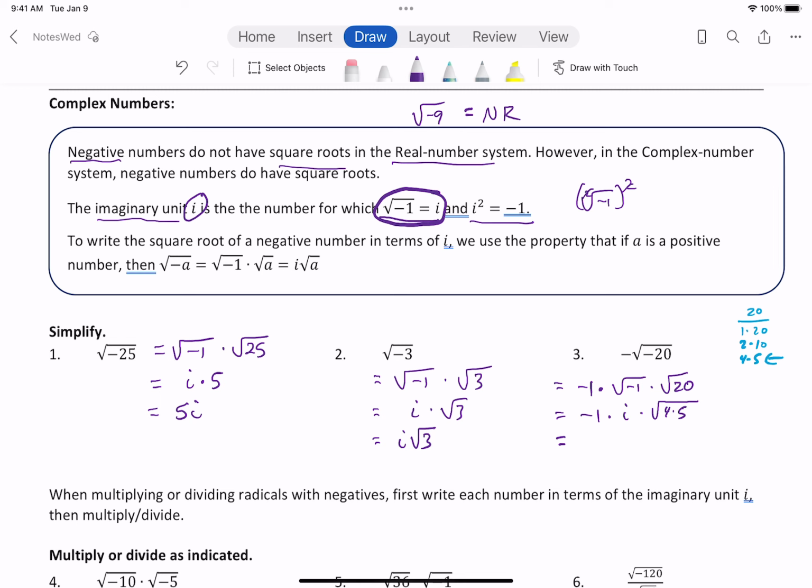So we're going to get -1 times i. We can say that's -i times the square root of 4, which is 2, and the square root of 5 can't be simplified. So I'm going to write this as -2i root 5. Alright?